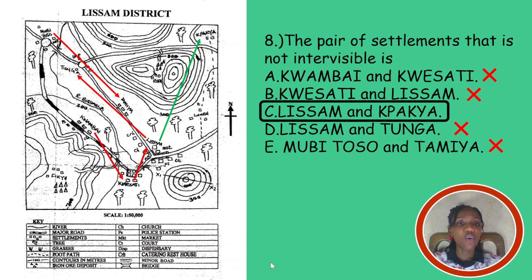I'm sure you may be asking, how come other options are correct? Are there some things blocking it? That is not just a direct view from both settlements. But in other options, we can see roads and paths between the settlements, and that's not high enough to obstruct the places. Unlike option C, where we have a huge ridge between the two settlements. So it's obvious that from Lisam, the person won't be able to see Pakia, and from Pakia, the person won't be able to see Lisam.